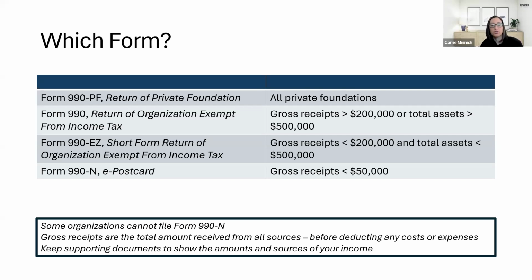If you are a church or a religious organization related to a church, you do not have to file Form 990. Churches are primarily the only nonprofit organization that are exempt from filing Form 990. So most everyone else, if you are a nonprofit, does have to file one of these forms each year with the IRS.